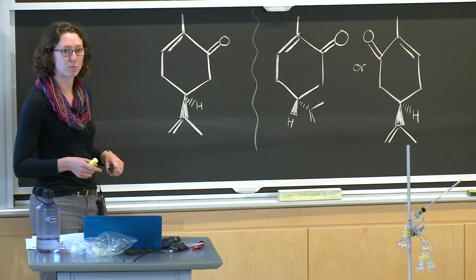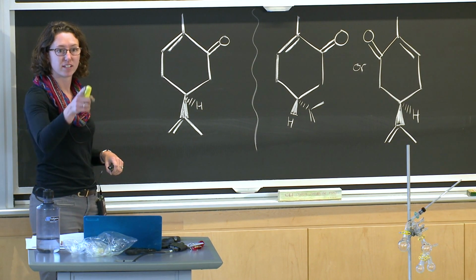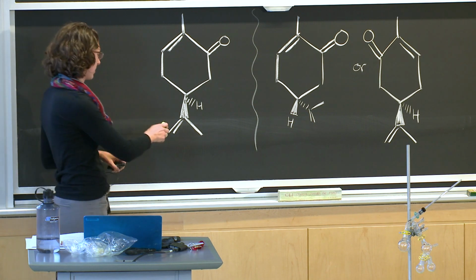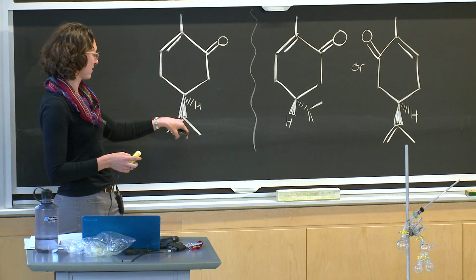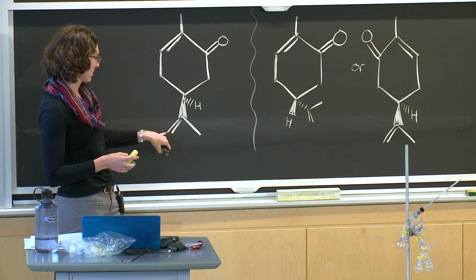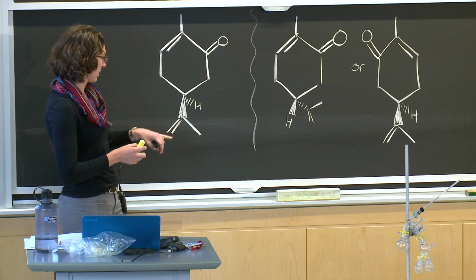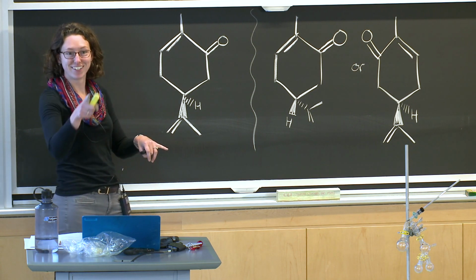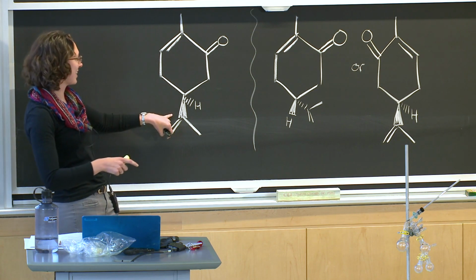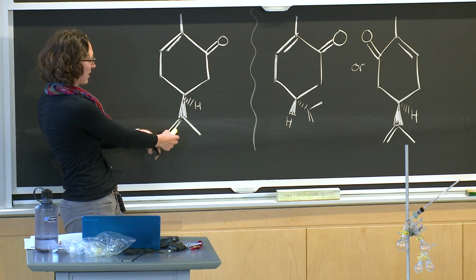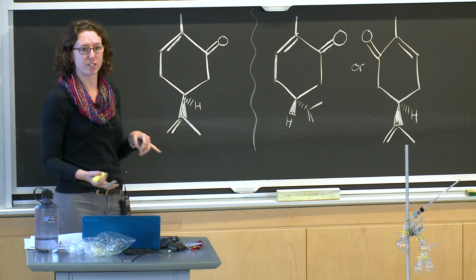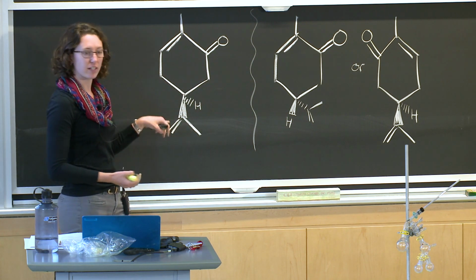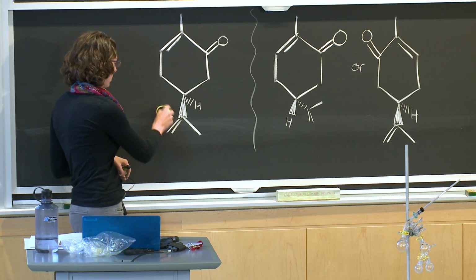Does anyone know what the highest priority would be? It would be the substituent coming towards you. Yep, why? Because it's attached to 2 more carbons. Yes, and a double bond. So this one's attached to 2 carbons, and one of them is a double bond, so that counts kind of twice. And these carbons are just attached to 2 hydrogens each, so this has an overall higher atomic mass, so this is going to be our highest priority.